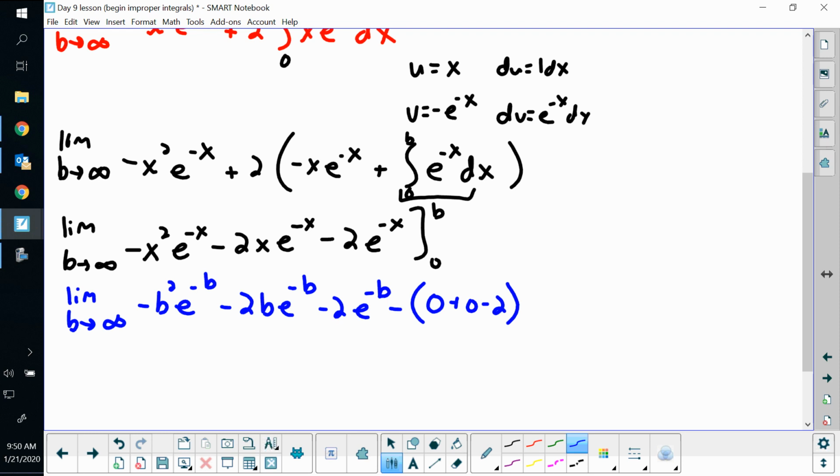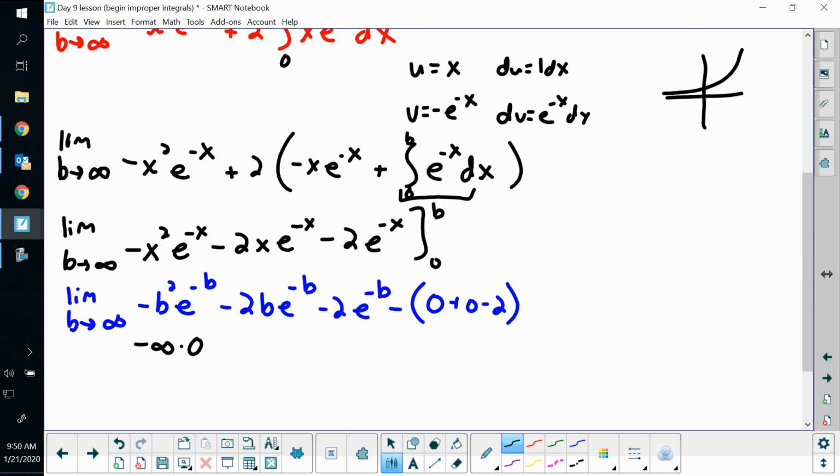All right, as b goes to infinity, this first one will be a negative infinity times e to the negative infinity. If you think of the graph of e to the x, when you go to negative infinity, that goes to 0. We saw the other day, any infinity times a 0 is an indeterminate form. We're going to have to work with that off to the side. We'll come back to that.